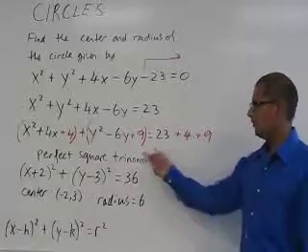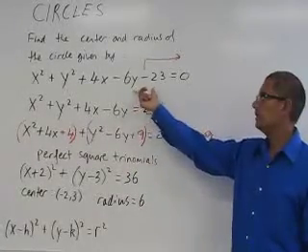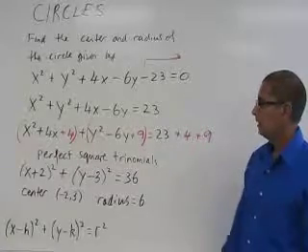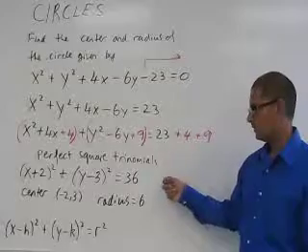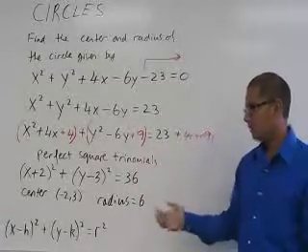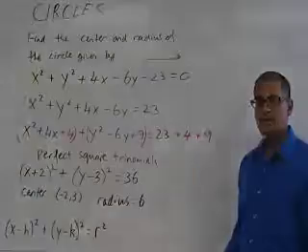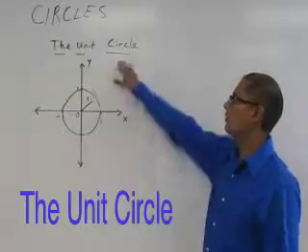So it's important to know how to complete the square, given your general form of the equation of the circle, into the center and radius form, which is what we call the standard form of the circle equation. So once you complete the square, then you have it in standard form, you can find the center and radius easily. One circle of special interest is called the unit circle.